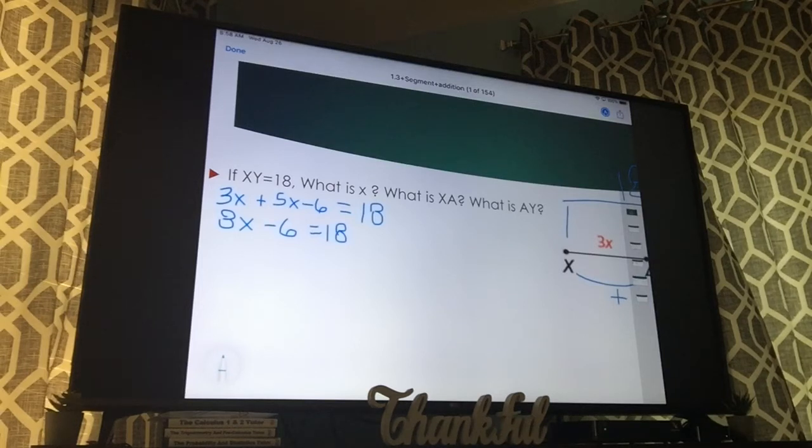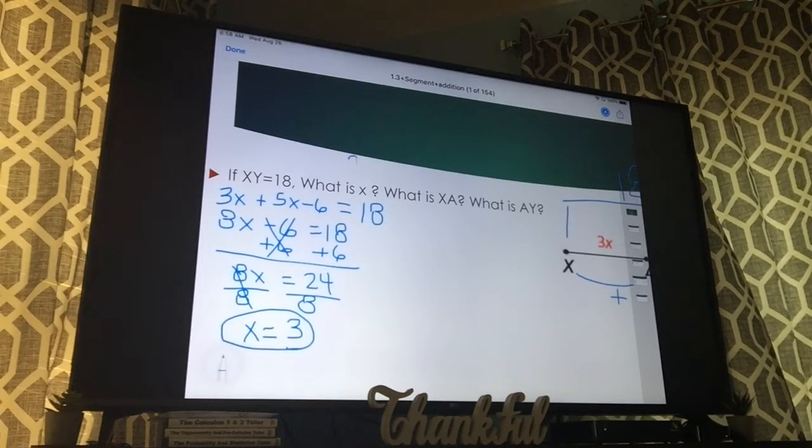Okay, so I'm going to add 6 to both sides. So I got 8x equals 24. Okay, and now it's 8x, so it's really 8 times x, so we need to do the opposite of multiply, which is going to be divide both sides by 8. You got x equals 24 divided by 8. It's going to give us 3. Okay, so now we know our x value is 3.